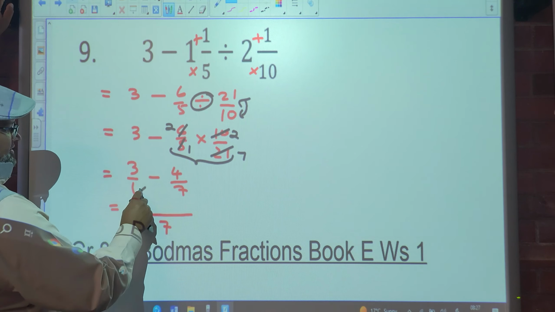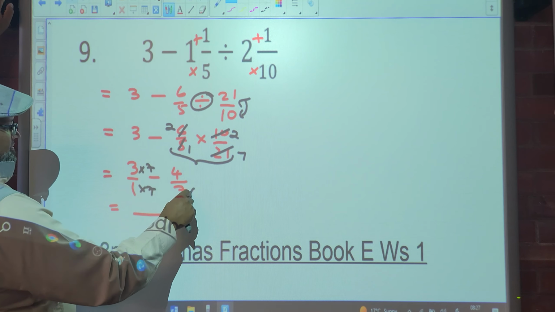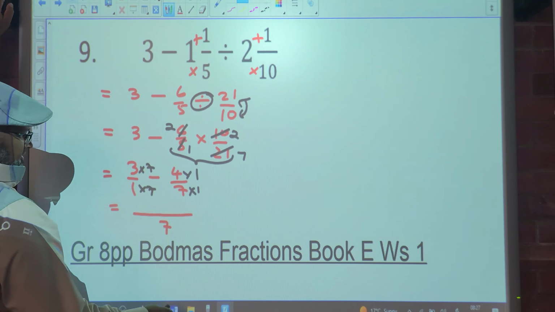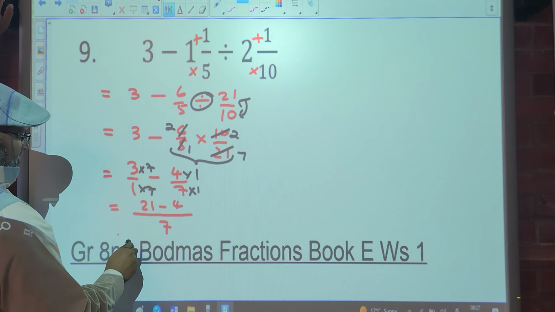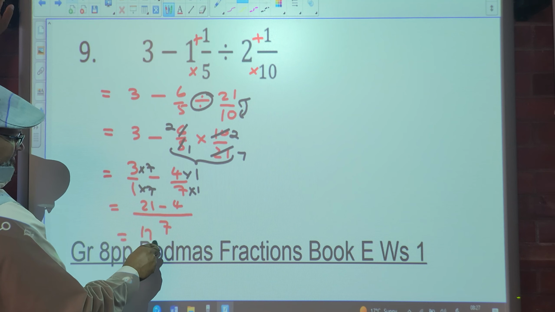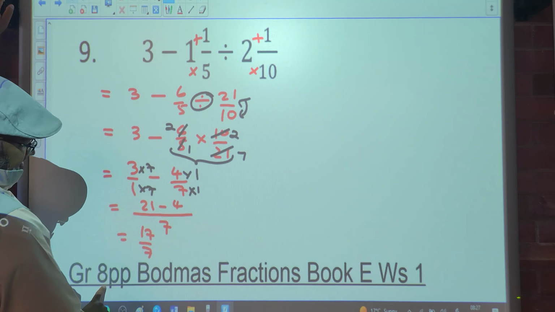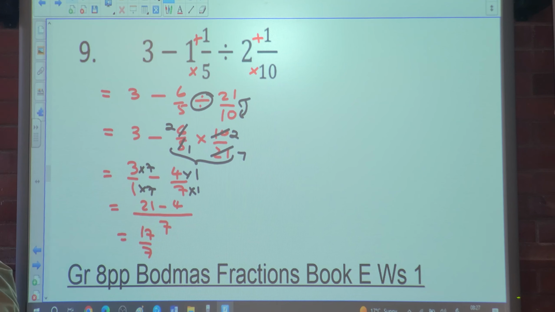What's your LCM here? 7. So it multiplies by 7, multiplied by 1. 3 times 7 is? 21 minus 4. What's 21 minus 4? 17. 17 over 7. Any confusion there?